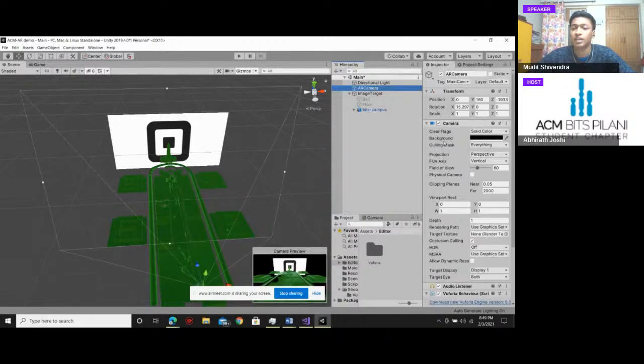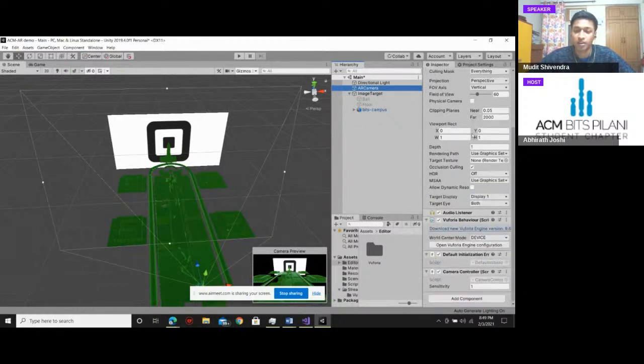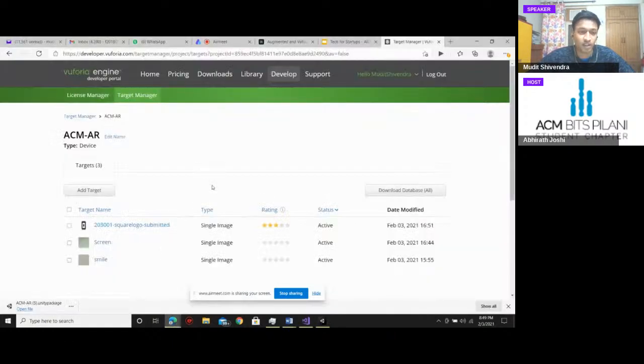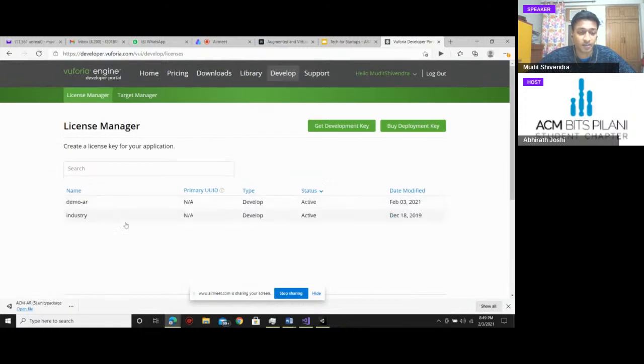Now for the AR camera, you need to add a license. So the portal that I was talking about, here you can see the Open Vuforia Engine Configuration. This is available in the AR camera. This is the license key, and I got the license key from here. There is a license manager. All of this is free stuff for students, so go about exploring.